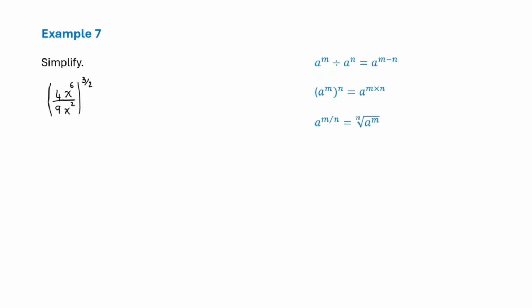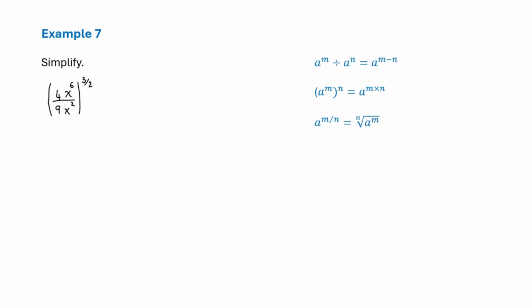Now let's look at example 7. Simplify. 4x to the power of 6 divided by 9x squared, all raised to the power of 3/2. Here we'll use a combination of the laws of indices shown on the right. Let's begin by simplifying the expression inside the brackets.